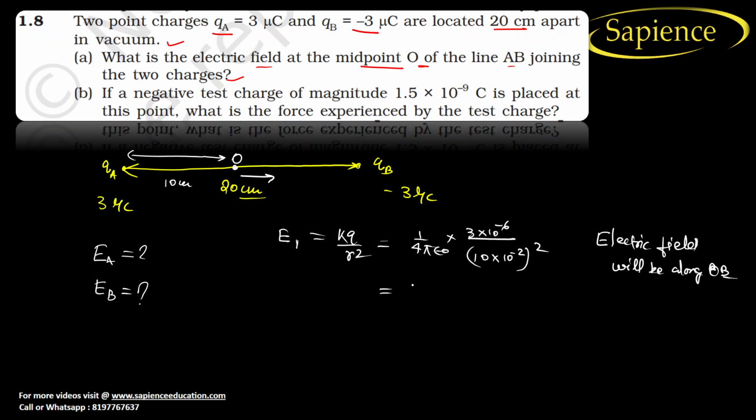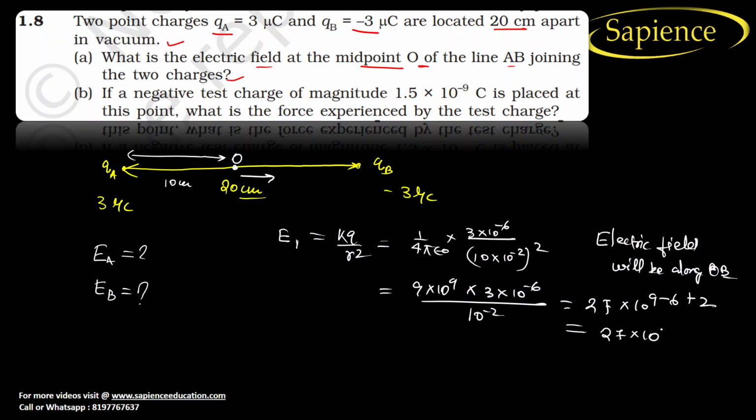Now we just need to calculate: 9 into 10 to the power 9 into 3 into 10 to the power minus 6 divided by 10 to the power minus 2 whole square. So it will be equal to 27 into 10 to the power 9 minus 6 plus 2, that is 27 into 10 to the power 5 Newton per Coulomb. So this is the electric field along OB.